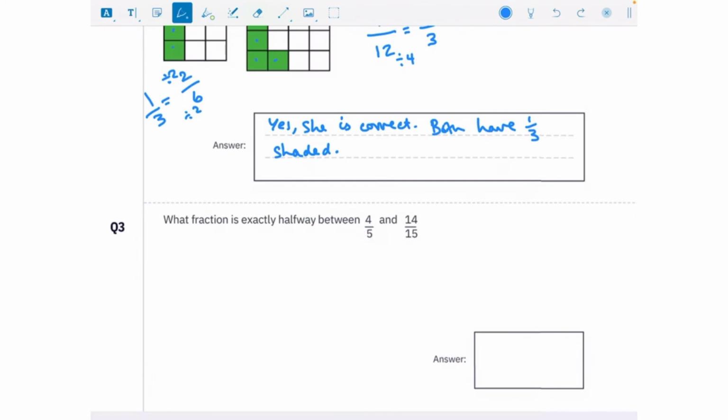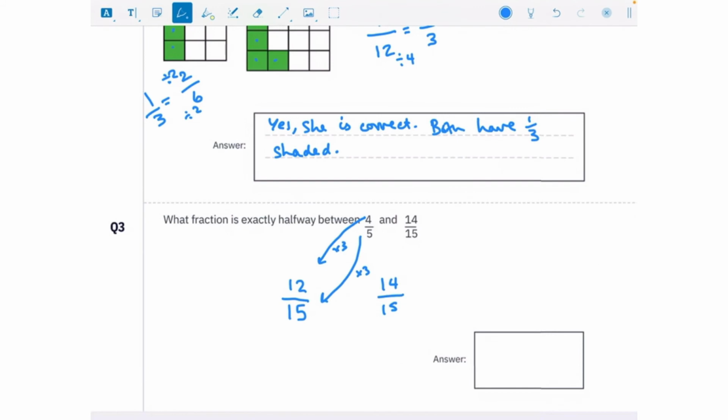So I'm going to keep 14 out of 15, but I'm going to change this fraction to also be out of 15. Now, if I've made the denominator 15, I've multiplied it by 3, I also need to times the numerator by 3 to keep it equivalent, and that is 12 out of 15. Now, it's a lot easier for us to see what's halfway in between.